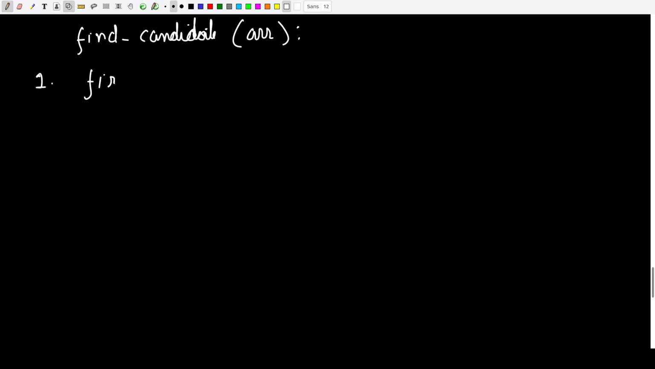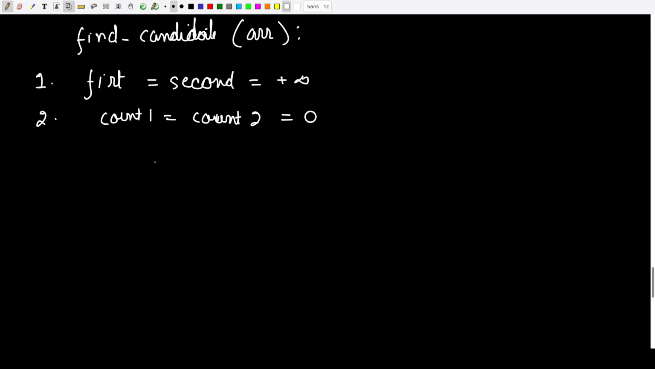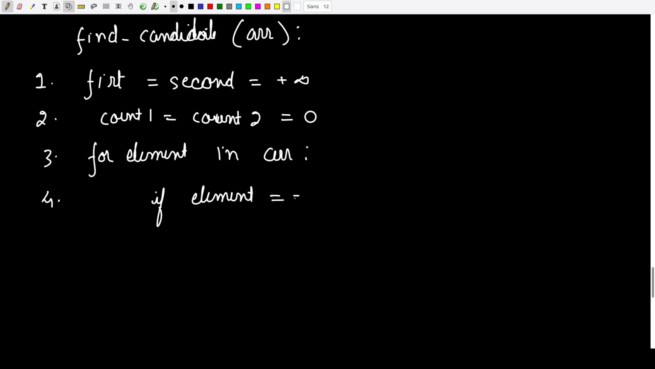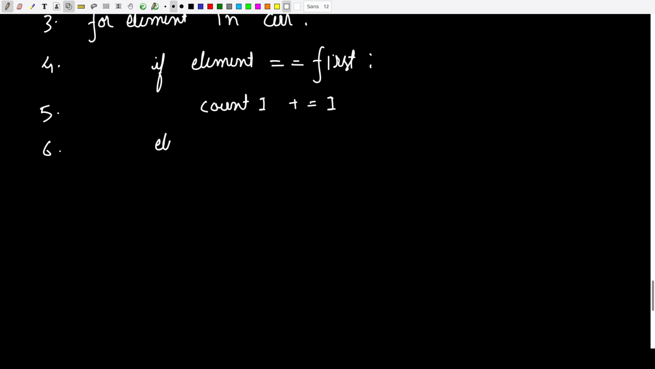So over here we are going to take first and second element, and initially let us say we are going to set it to positive infinity, and then we will have count 1 and count 2. Initial value is equal to 0. Then we are going to iterate on the array and we are going to check if this element is equal to the first element. If it is, then let us increase count 1 by 1. Otherwise, we are going to check if this is equal to the second element. If that is the case, then we will go ahead and increase count 2 by 1.